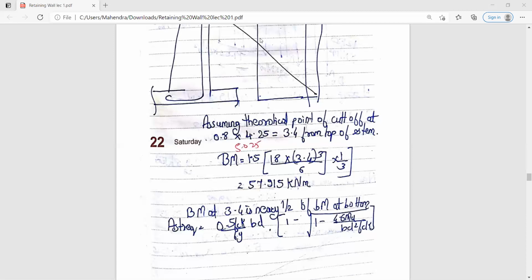If you don't calculate the AST required, then also it is okay. We just need to calculate the bending moment only. But if you want, you can calculate. Otherwise, if you do not calculate, then also it will be okay.